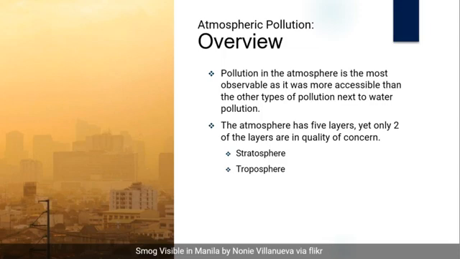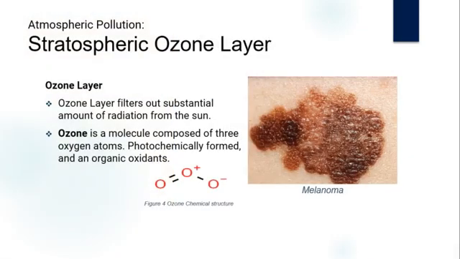Now, between the stratosphere and troposphere, there is a layer called the stratospheric ozone layer. This layer is made of photochemically formed organic oxidants. Ozone is a layer that filters out a substantial amount of UV radiation from the sun. This UV radiation can cause damage and lead to certain forms of cancer, including the most fatal form, melanoma. Ozone is a molecule composed of 3 oxygen atoms, photochemically formed, and an organic oxidant.